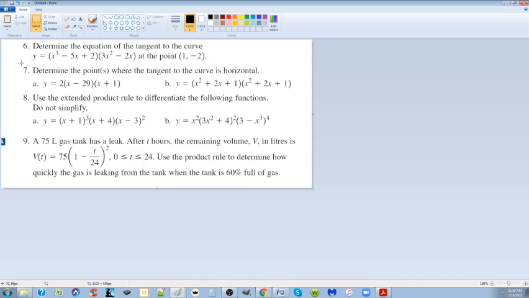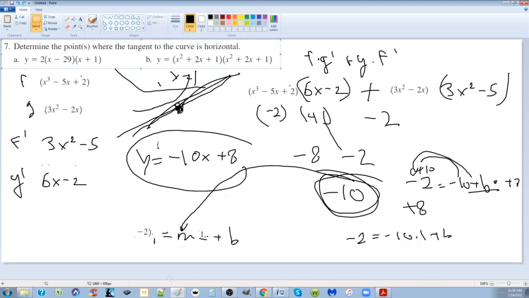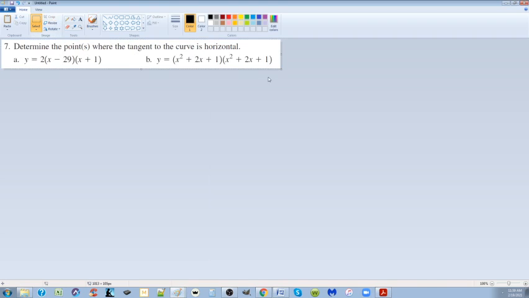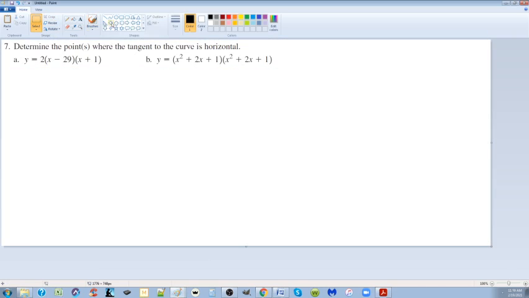And number 7. Determine the points where the tangent is horizontal. What is the slope of the line that's horizontal? Any horizontal line has a slope of 0. So that means the tangent of this is going to be equal to 0. Not the line, the tangent. So we have to find the tangent formula.